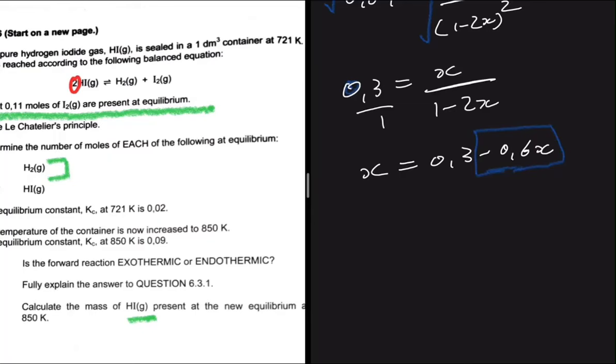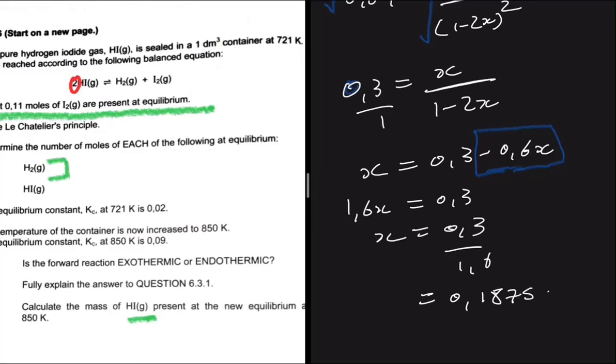If we do that, we're going to get 1.6x equals 0.3. So x is equal to 0.3 divided by 1.6. What is 0.3 divided by 1.6? I'm getting 0.1875 moles. So the value of x is 0.1875 moles.